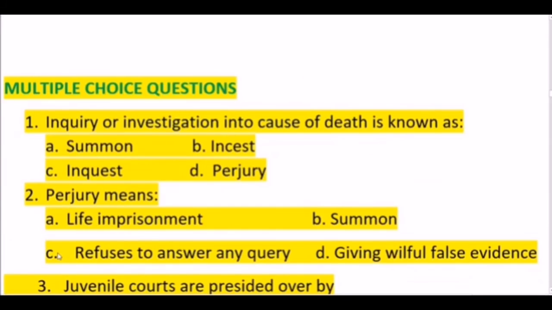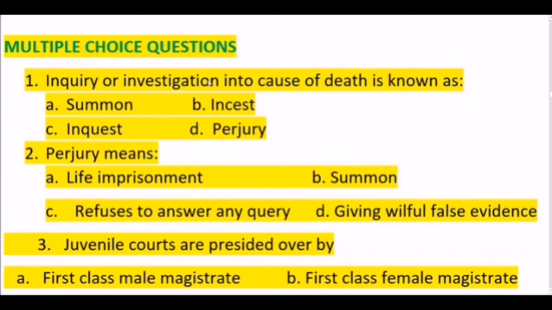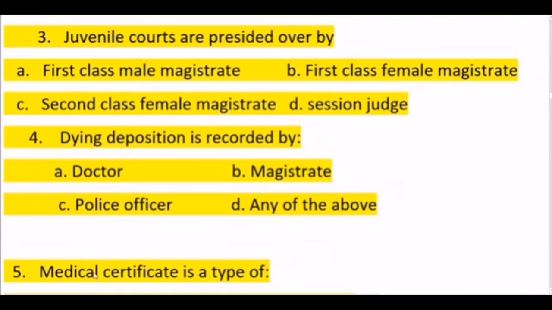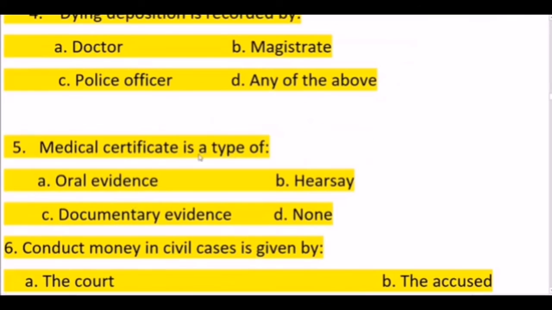Now, various MCQs from previous year entrance exams. An inquiry into the cause of death is known as inquest. Then perjury, meaning giving willful false evidence. Then first class juvenile courts are presided over by a first class female magistrate. And what is dying deposition? It can be recorded by any of the above. Medical certificates are a sort of documentary evidence, written or documentary evidence.